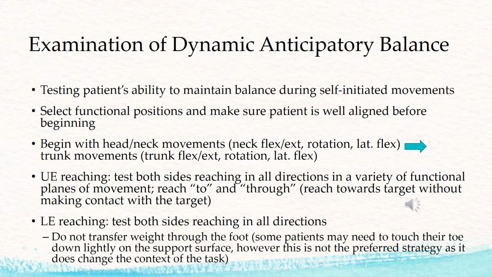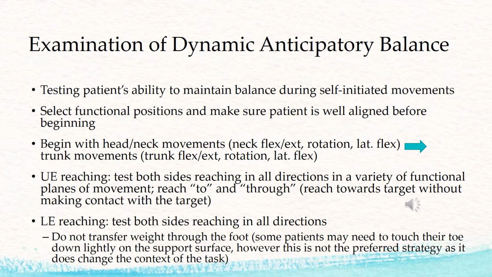So again, you'll repeat that process. You're looking at trunk flexion, extension, rotation, and lateral side bending to both sides. Once the patient's completed that, you'll move into upper extremity self-initiated movement. So you're going to have them reach. And you're going to have them reach to a variety of directions with both hands in a variety of planes of movement that are functional.